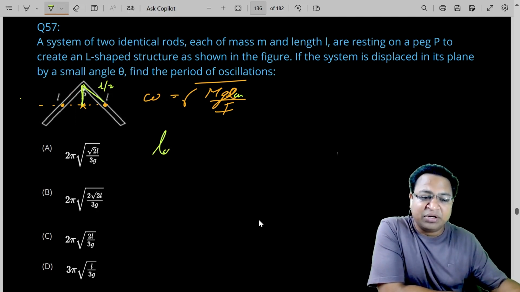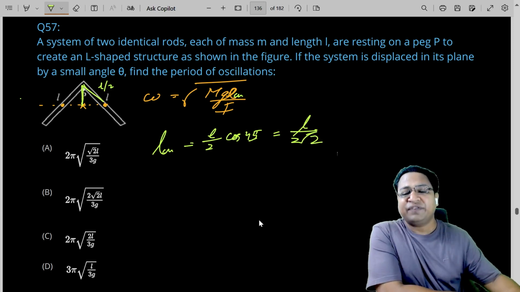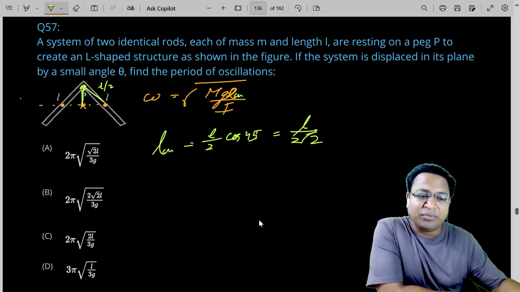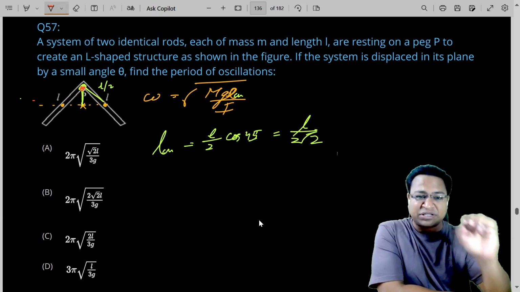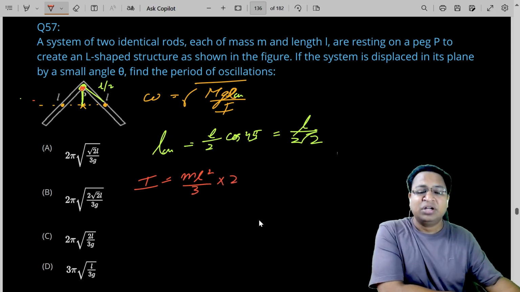Let me write it as LCM. This LCM will actually be L by 2 cos 45, or in other words, L upon 2 root 2. Now, as far as moment of inertia is concerned, we are trying to find the moment of inertia about an axis perpendicular to the plane of the drawing, passing through the intersection point of the two rods. So that moment of inertia will be written as the moment of inertia of one rod into twice. So there it becomes I.